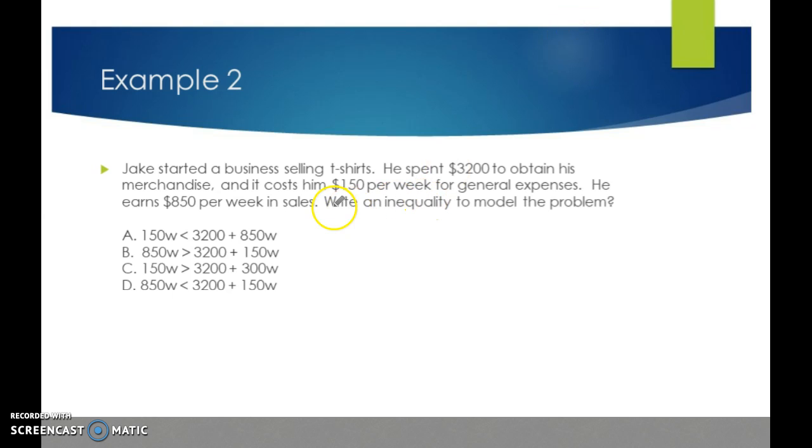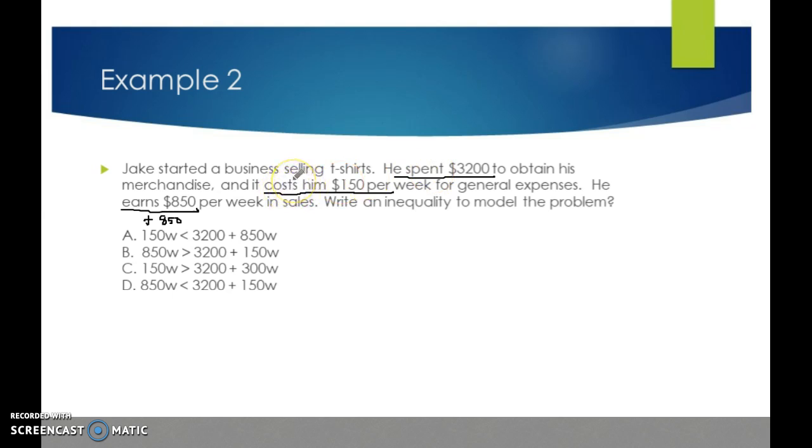So there's different answer choices here, different options. But think about this. If he's spending $3,200 and he's spending $150 per week, these two are both expenses. So these are going to go against money that he has for profit. He's earning, though, $850. So think of this as being a positive $850 that he's earning. Each of these you're subtracting from his profits. So think about those words.